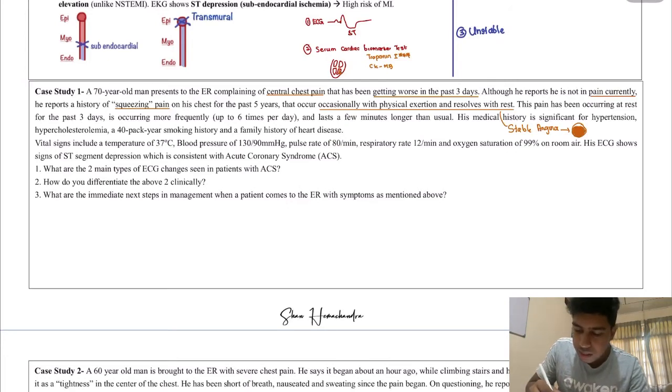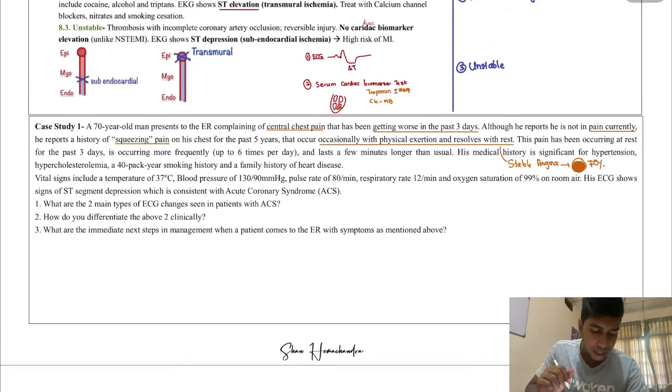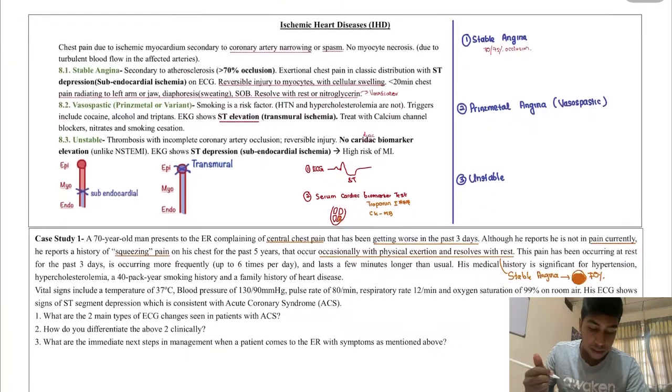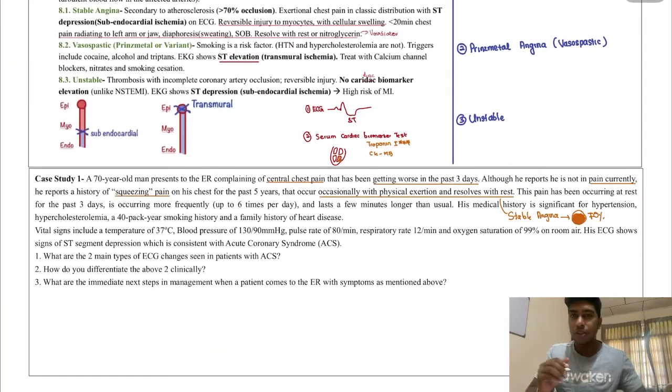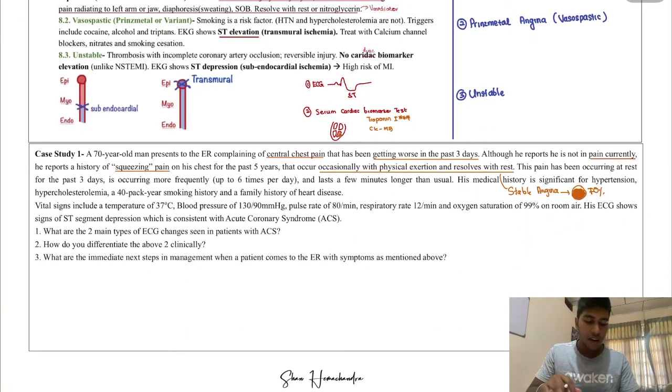That means this has grown to become even more occluded, over 70% or 75%, it doesn't matter. His medical history is significant for hypertension and hypercholesterolemia. He's a smoker with a family history of heart disease. Now, these are all risk factors for hypertension and ischemic heart diseases.